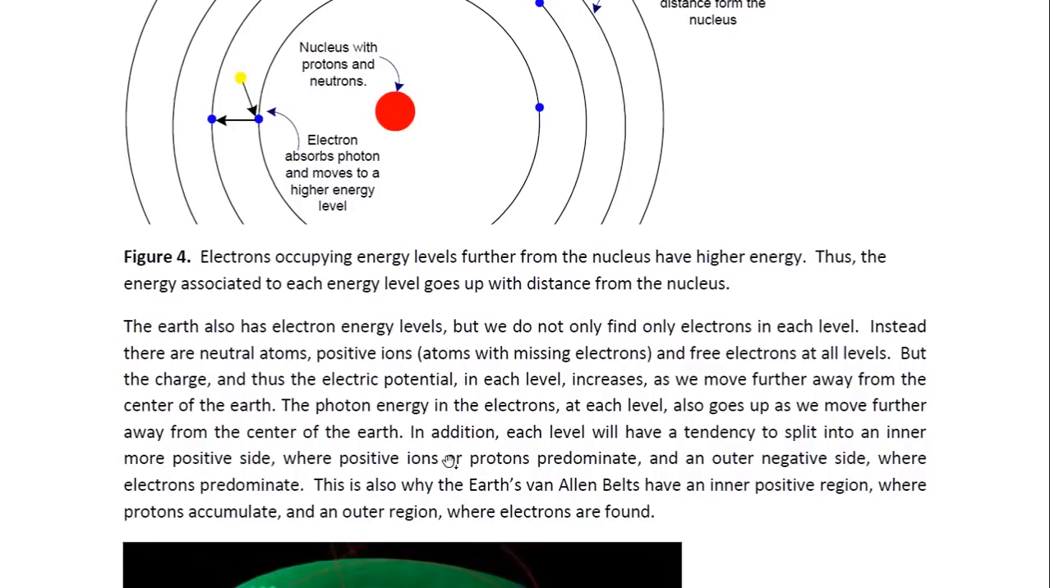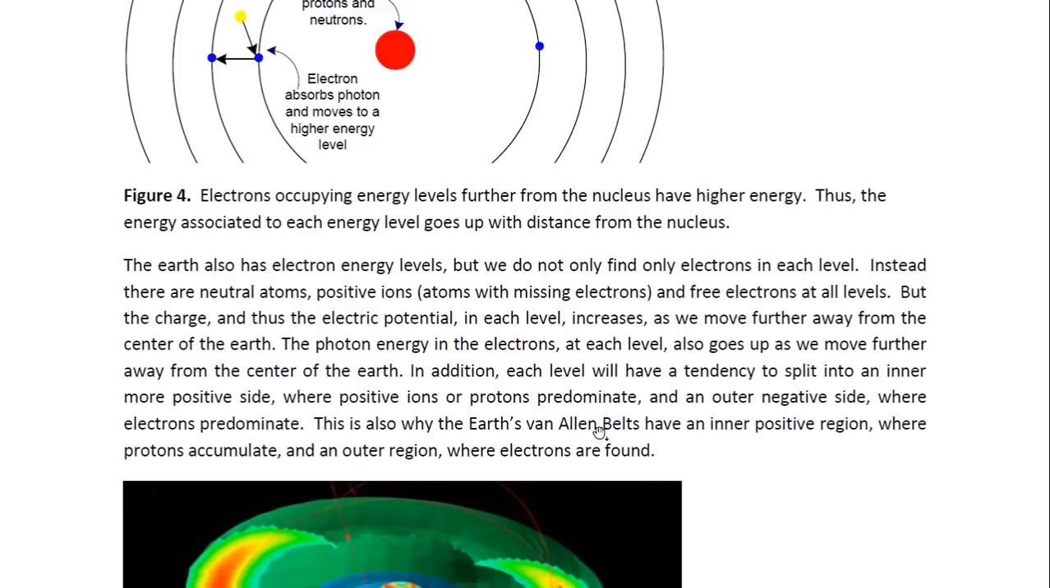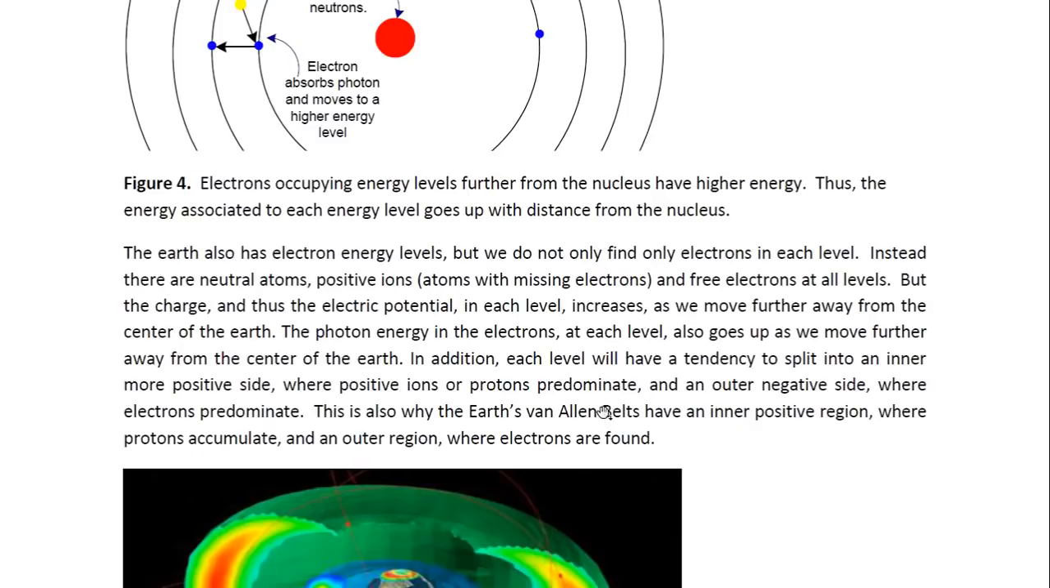Now the Earth also has electron energy levels, just like the atom, but we do not only find electrons in each level. Instead, there are neutral atoms, positive ions, which are atoms with missing electrons, and free electrons at all levels. But the charge and thus the electric potential in each level increases as we move further away from the center of the Earth. The photon energy in the electrons at each level also goes up as we move further away from the center of the Earth.